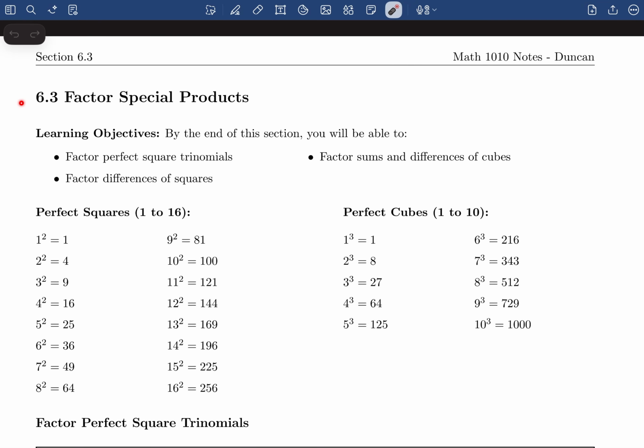This is lesson 6.3, factoring special products. Our learning objectives are to factor perfect square trinomials, factor difference of squares, and factor sum and difference of cubes.